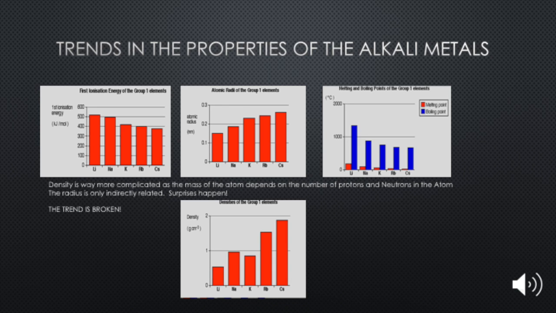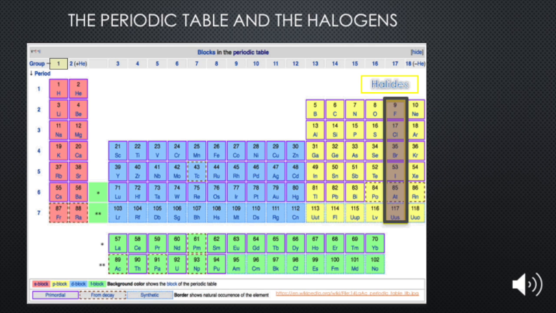It also means that elements with a lower ionization energy are more reactive, so potassium would be more reactive than sodium, etc. Melting and boiling points are controlled by similar factors. The group I have chosen to compare to the alkali metals is the halogens. The halogens form group 9 on the right of the periodic table.